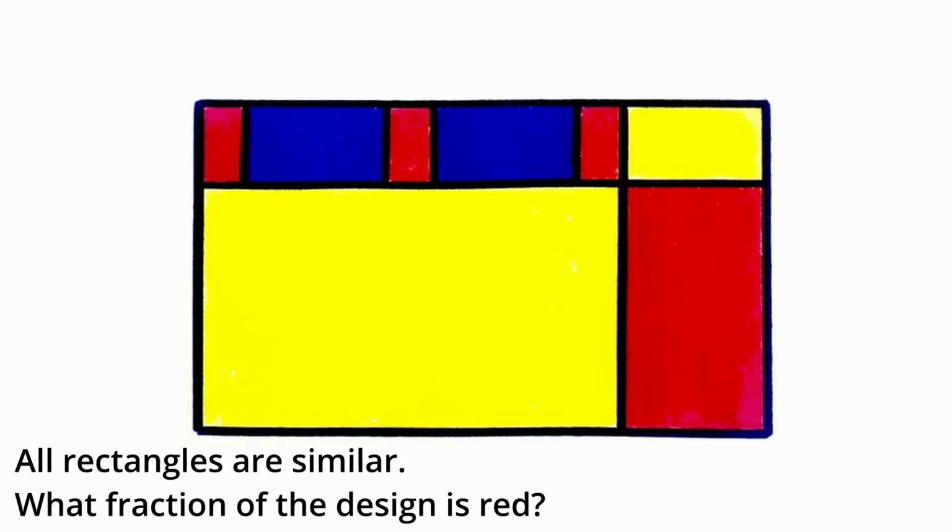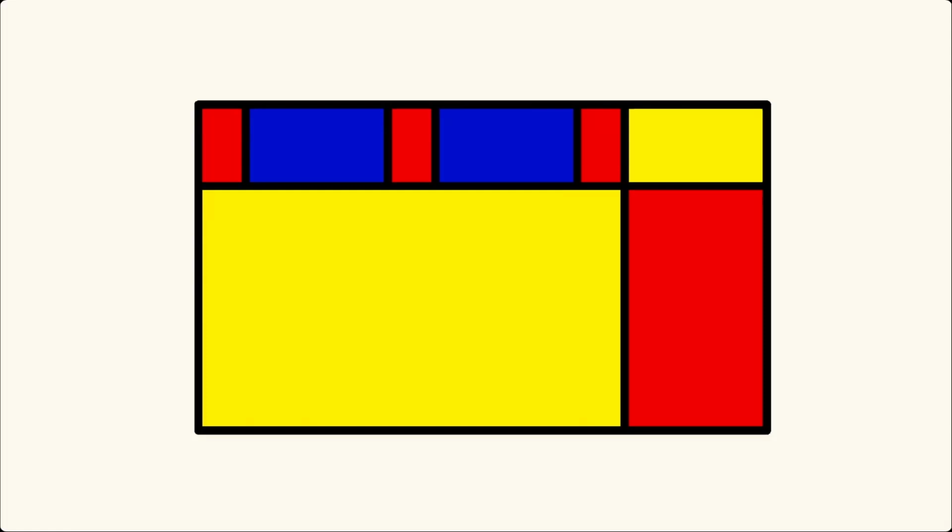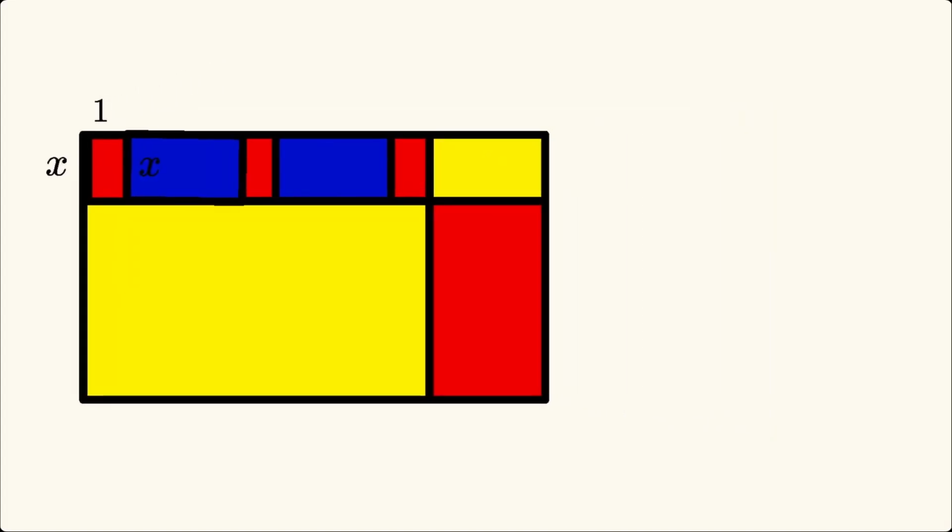All rectangles are similar. What fraction of the design is red? Let's call this side x and this side 1. Because the long side of the small rectangle is the same length as the short side of the larger rectangle next to it, we know that the short side of the larger rectangle is also x.